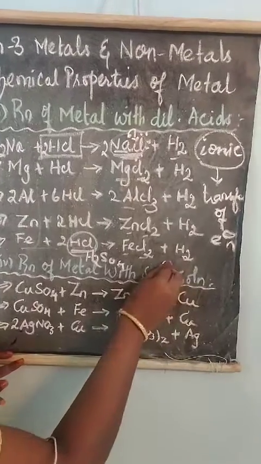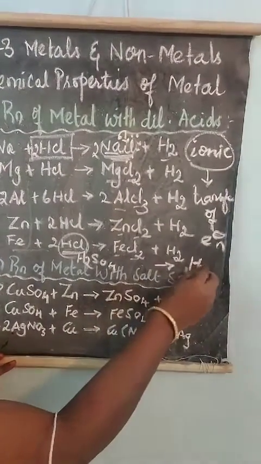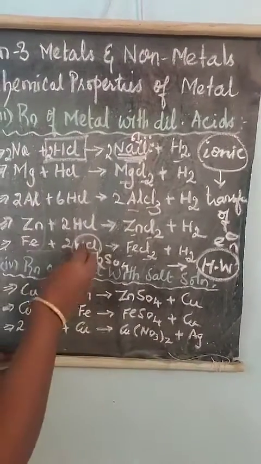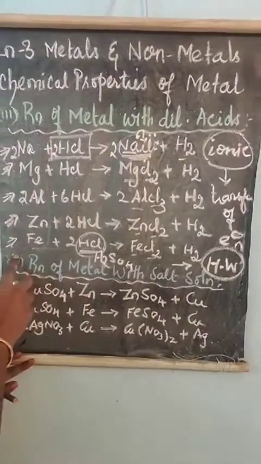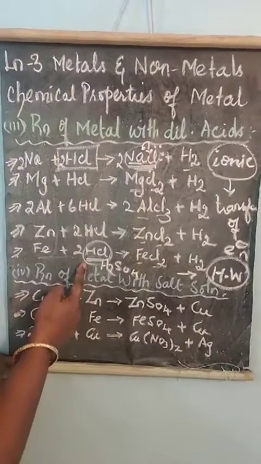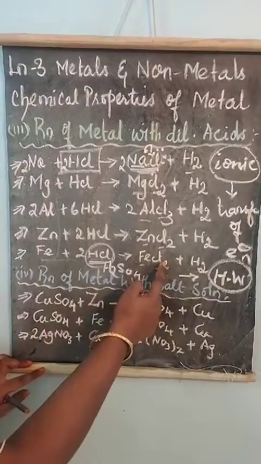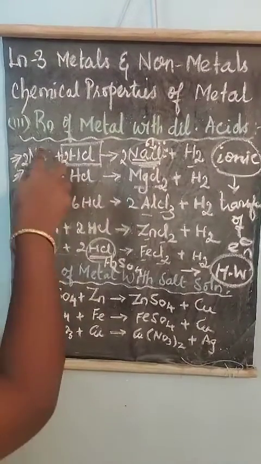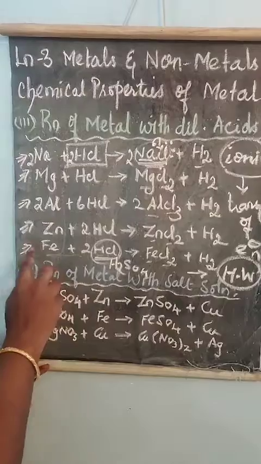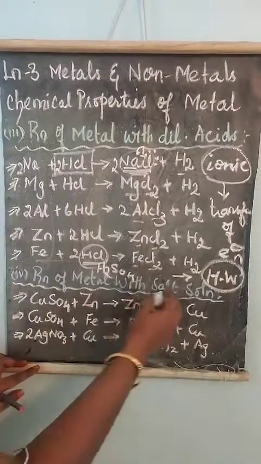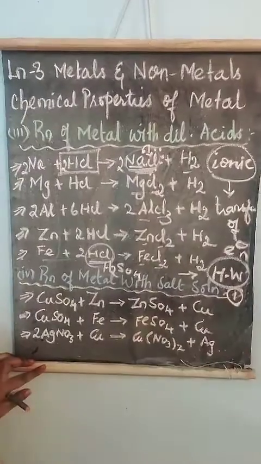In this topic, I give you homework. I have written the metals along with their reaction with hydrochloric acid and formation of chloride salt. Your homework is to write various metals and their reaction with sulfuric acid. So this is homework number 1.